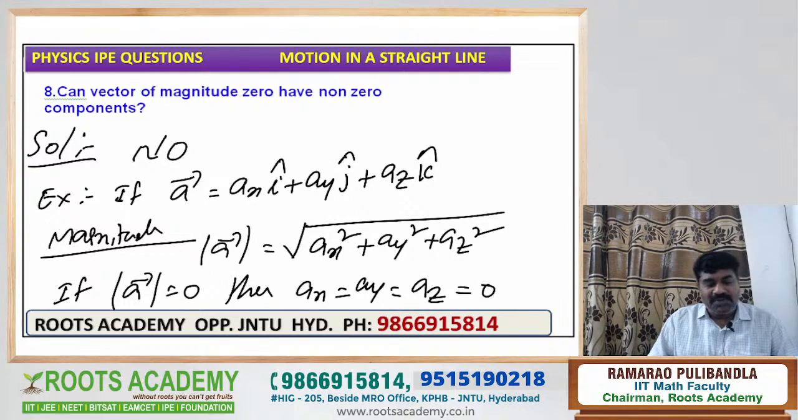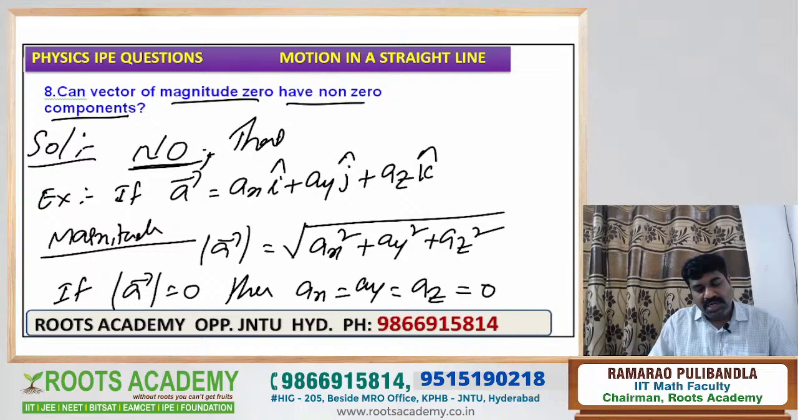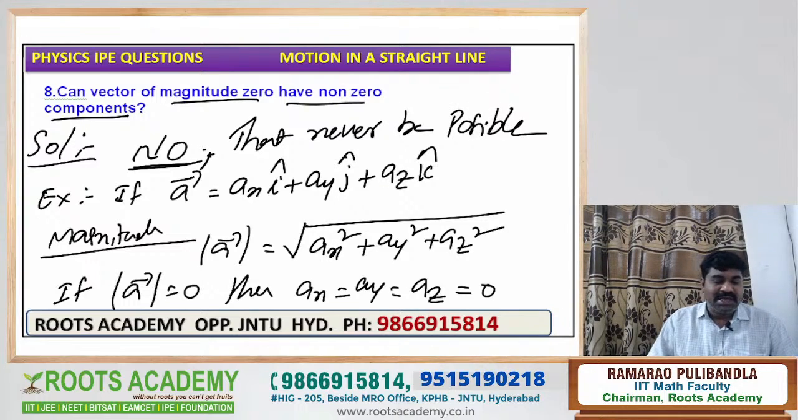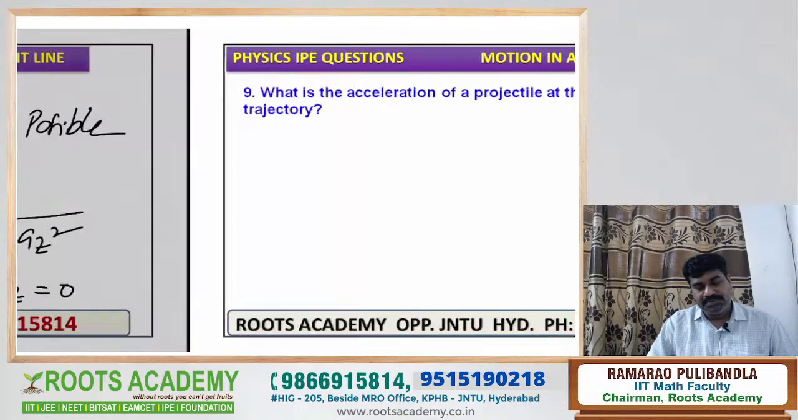Can a vector of magnitude 0 have non-zero components? No, that can never be possible. Because if any component is non-zero, then the vector magnitude can never be 0. This is the example. Okay? No, that can never be possible.